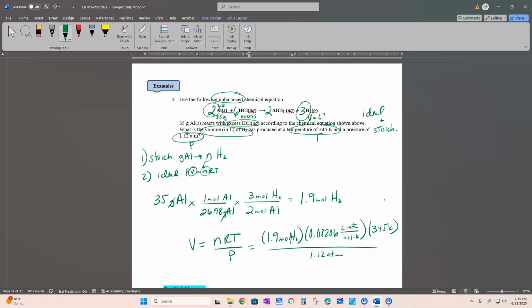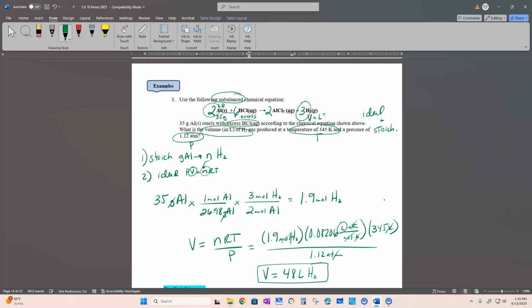So check out the units. My moles cancel because they're on the bottom. My atm cancels. My K cancels. And there's the liters that I need. So I'm going to use 1.9 times 0.08206 times 345, divide by 1.12. And I'm going to get my volume. Looks like 2 sig figs, so 48 liters of hydrogen.